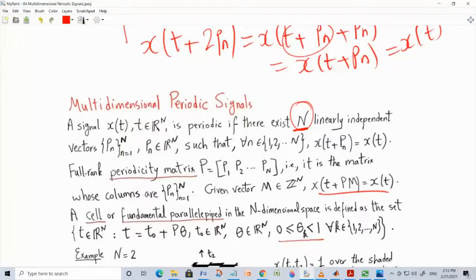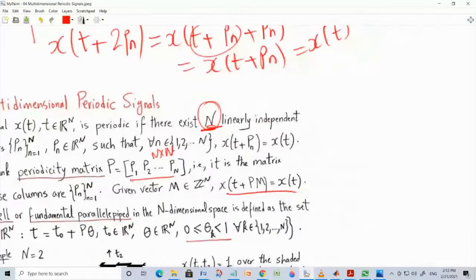So you can define something called a periodicity matrix. What is a periodicity matrix? You take your n linearly independent vectors and stack them as columns in an n by n matrix. Each one of those vectors has n components. You stack them together and you have an n by n matrix. It's called the periodicity matrix, and because by definition those columns are linearly independent, this matrix is invertible.